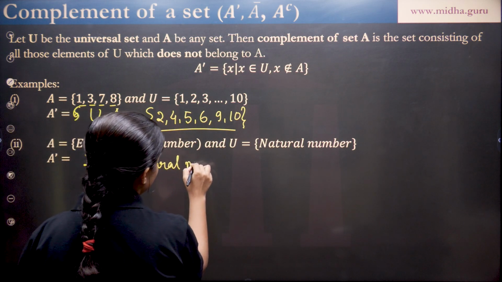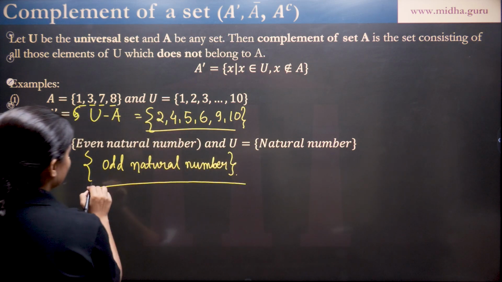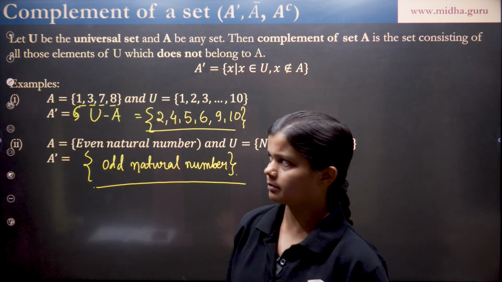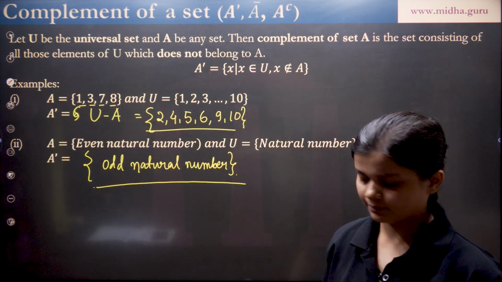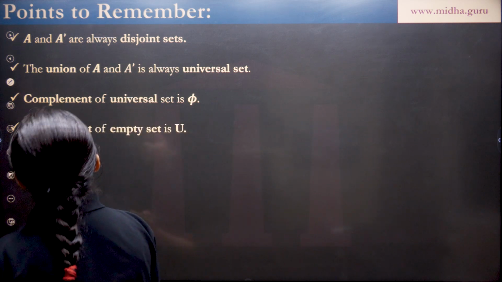Odd natural number. Okay, so the complement of set A is the odd natural numbers. I hope this is clear. This is easy. Now, a few more points to remember.